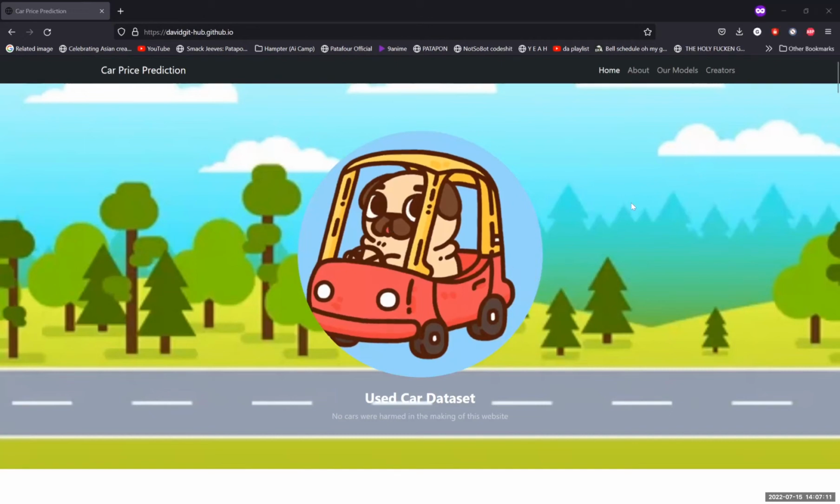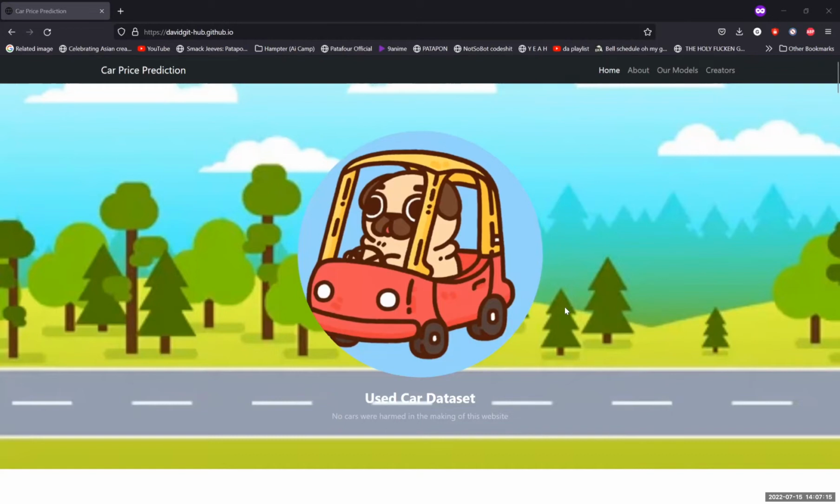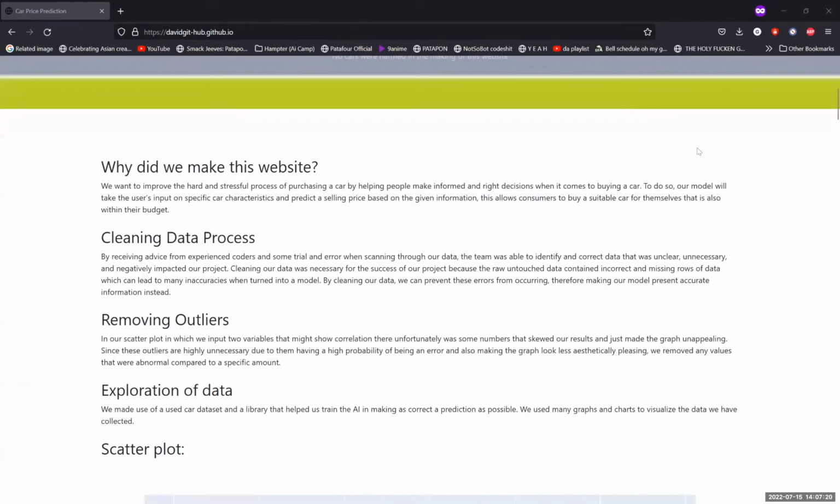Our project is a car price prediction, and we used a used car data set to complete it. We made this website because we wanted to improve the hard and stressful process of purchasing a car, helping people make informed and right decisions when it comes to buying a car. To do so, our model will take the user's input on specific car characteristics and predict a selling price based on the given information. This allows consumers to buy a suitable car for themselves that is also within their budget.